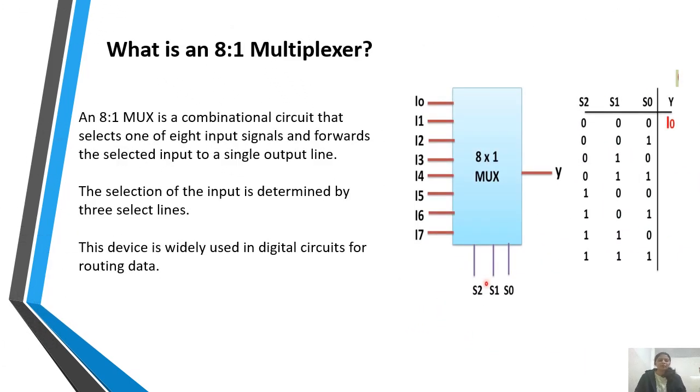First, we talk about what is an 8 is to 1 multiplexer. Here are some key points about the 8 is to 1 multiplexer. An 8 is to 1 multiplexer is a combinational circuit that selects one of 8 inputs and forwards the selected input to a single output line. Like, if there are 8 inputs, there will be 1 output and the selection lines will be 3. The selection of the input is determined by 3 select lines. This device is widely used in digital circuits for routing data.